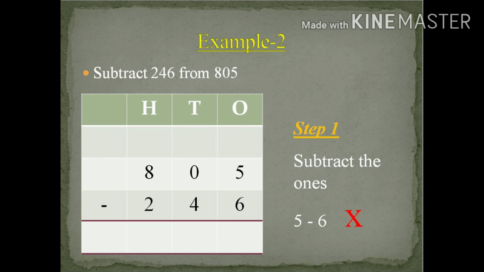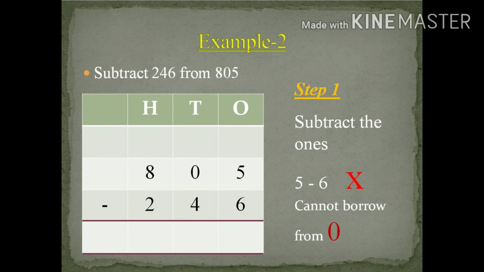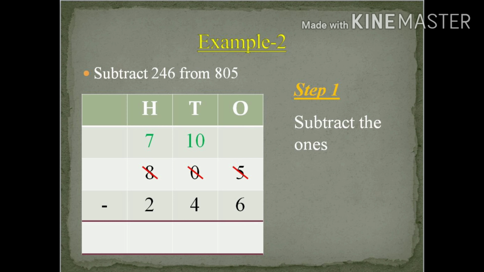We cannot subtract as the first number is smaller. So, we borrow 1 from the tens place. But in the tens place, we have 0 and we cannot borrow. So, we borrow from the hundreds place. The number in the hundreds place will become 7 and the tens place will become 10.